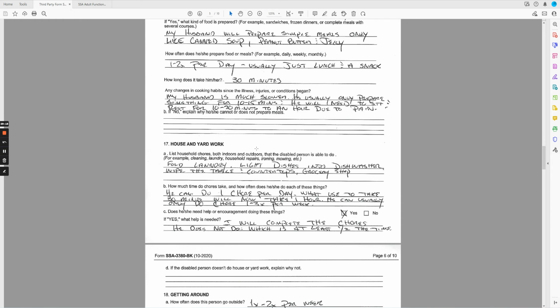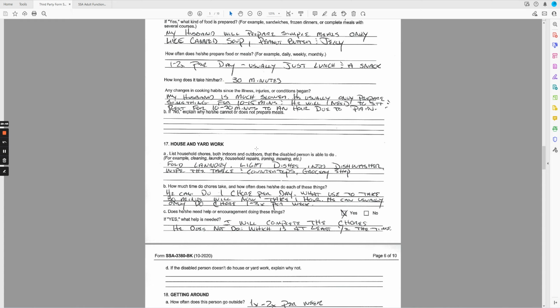House and yard work. Yard work's a big no-no in Social Security cases because most judges and most decision makers within the Social Security Administration, I think when you say yard work, they imagine someone out there chopping wood or picking weeds or planting and bending and squatting. So if this is a physical disability, be very careful about how you describe your yard work.